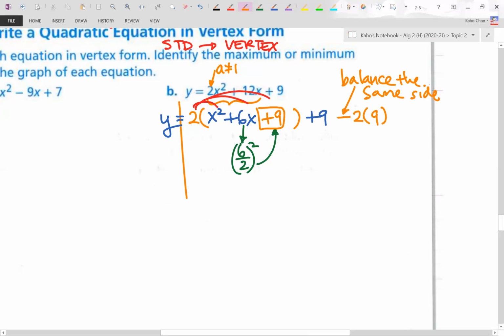Remember, I just introduced 18. 2 times 9 is 18, right? All right. Let that sink in for a moment. This is the balance part, okay? To balance that out, let's rewrite this nicely and factor that perfect square trinomial.